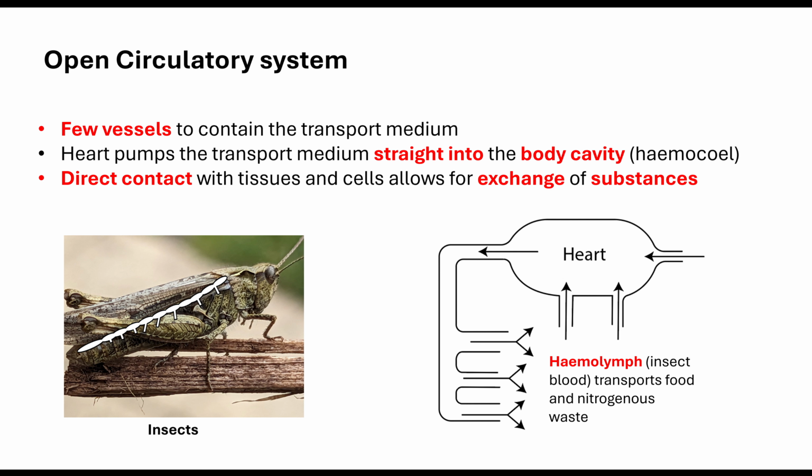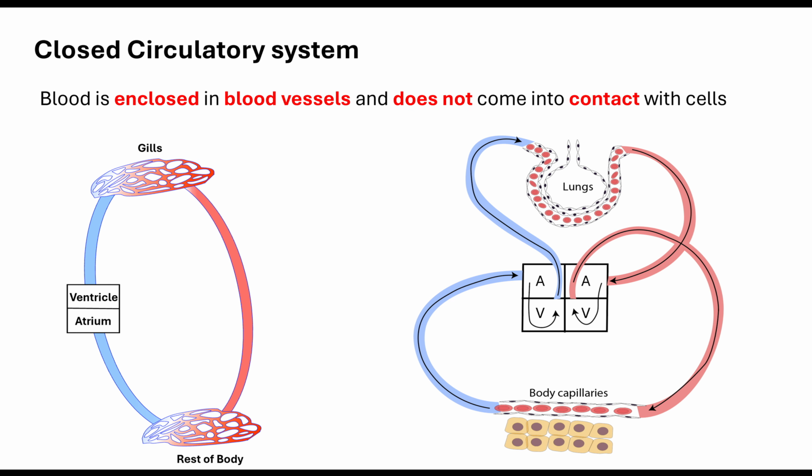Now, it is important to note that insects have a completely different gaseous exchange system, where their gaseous exchange is within their tracheal system. So do check out my video on the insect's tracheal system. If we move on then from an open circulatory system and we look at the closed circulatory system, this is where the blood is enclosed within the blood vessels and it does not come in contact with the cells. So the only way in which substances can move is if they are exchanged by diffusion.